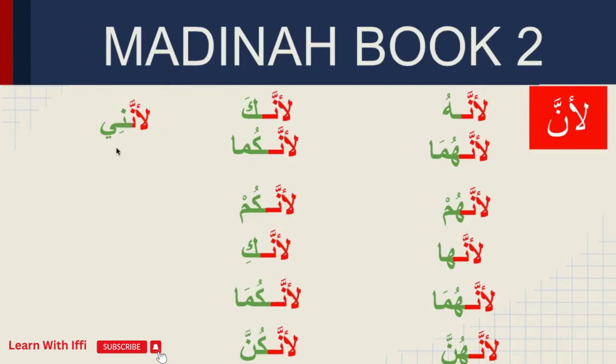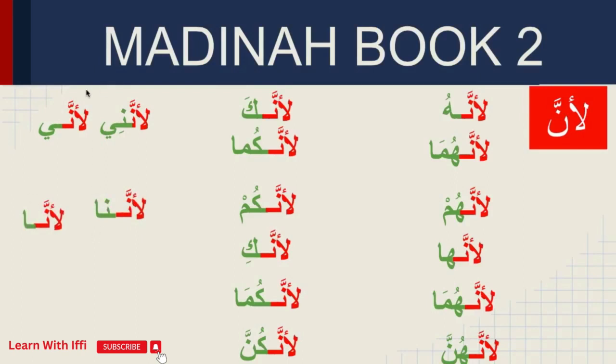There's a name for this called noon wiqaya, which we're going to learn later. So we can say either li'annani or li'anni, with ya mutakallim, because I. Same thing, li'annana or li'anna. So both will be correct.